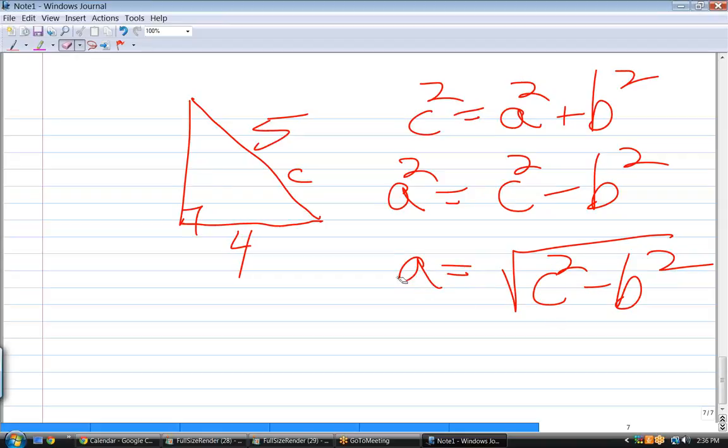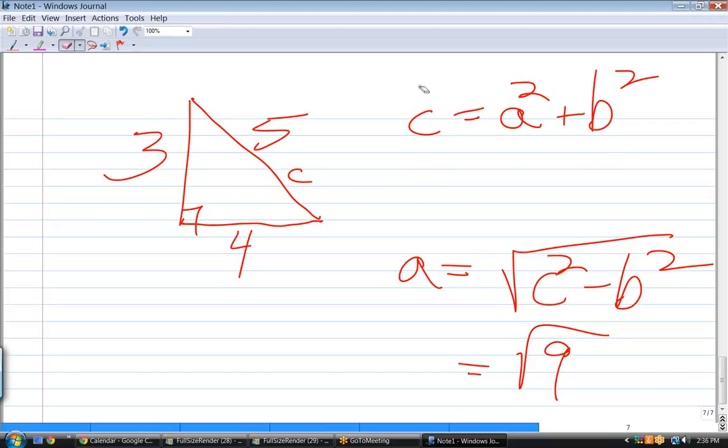So when I'm solving for the short side, it would be the square root of 5 squared minus 4 squared, which gives you the square root of 9, or 3. And those are the only two you have to memorize.